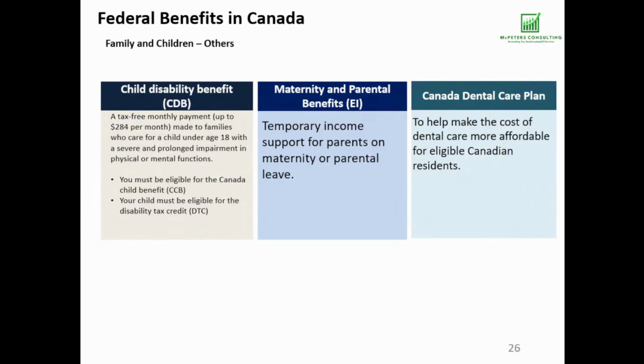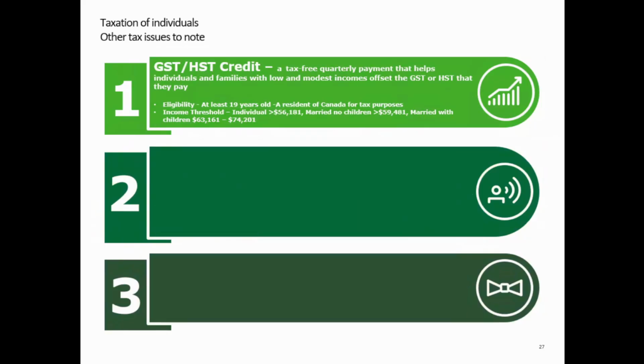So if the income is within 90,000 as a family, we are able to do that. Some other ones targeted towards low income: GST and HST credit is one of them. GST and HST credit is a tax-free quarterly payment that helps individuals and families with low and modest income offset the GST that they pay on their groceries and all they pay GST on.